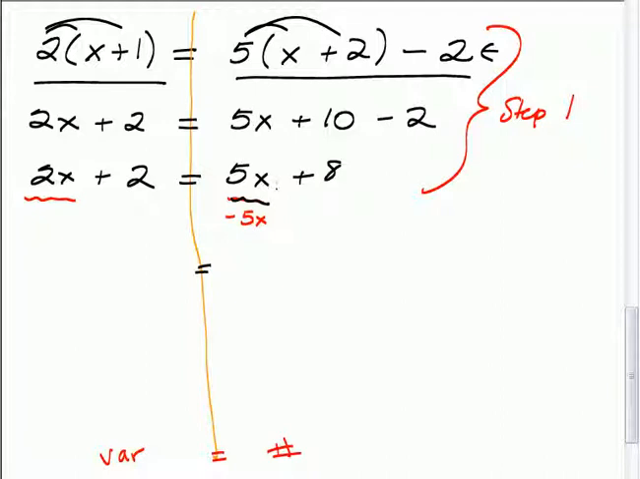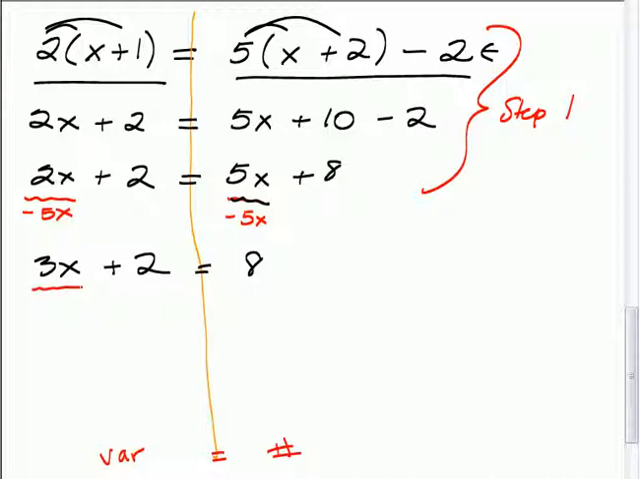But if we do it to the right, we've got to do the very same thing to the left. So if I've decided that I want to subtract 5x on the right, I've got to subtract 5x on the left. Let's see the result of this. 2x minus 5x is negative 3x, and we still have our plus 2, and as we mentioned, 5x minus 5x is 0, and 0 plus 8 is 8. So we're making progress because now all of our variable terms are on the left.